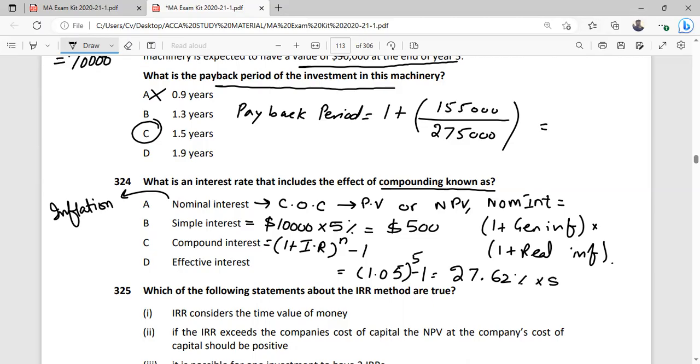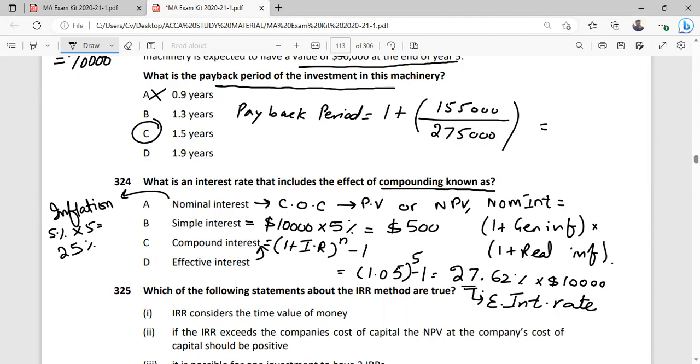It means in total on 10,000 you will earn 27.62% interest. Here you will earn 500 per year. So in 5 years, 5% into 5 years means in simple interest you will earn 25%. But in compound you will effectively earn 27.62%. This compound interest rate is also called the effective interest rate. So I can use this effective interest rate for the compound as well.